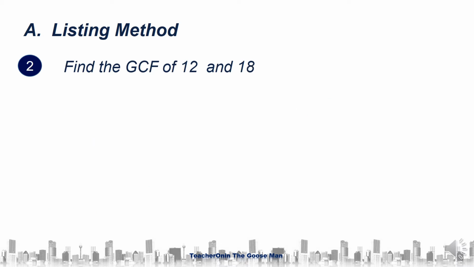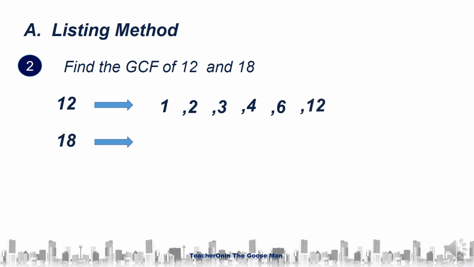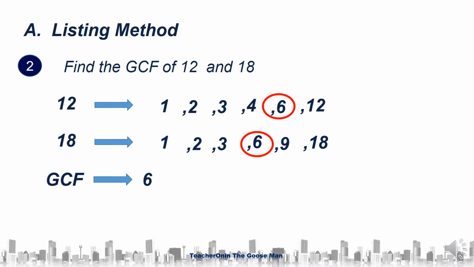Let's have another example. Find the greatest common factor of 12 and 18. Again, we will list down all the factors of 12. So we have 1, 2, 3, 4, 6, and 12. For 18, we have the following factors: 1, 2, 3, 6, 9, and 18. Then we will encircle the greatest common factor, which is actually 6. So therefore, the greatest common factor is 6.